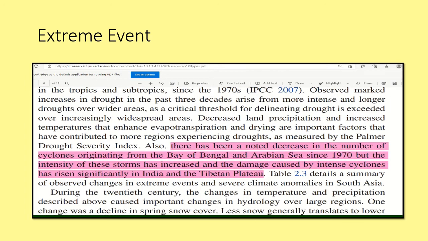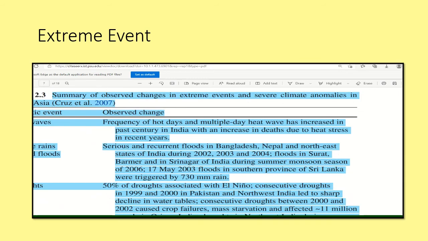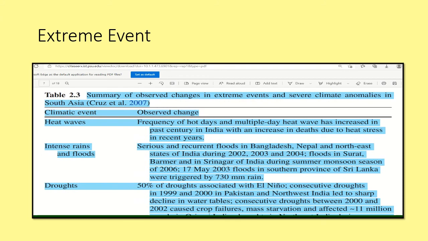There has been a noted decrease in the number of cyclones that come from the Bay of Bengal and Arabian Sea since 1970. But the intensity of the storms has increased day by day, and the damage caused by intense cyclones has risen significantly in India and the Tibet Plateau. So, we can present details of the extreme events due to global warming as well as man-induced climate change in South Asia. Among the extreme climatic events are the heat waves.